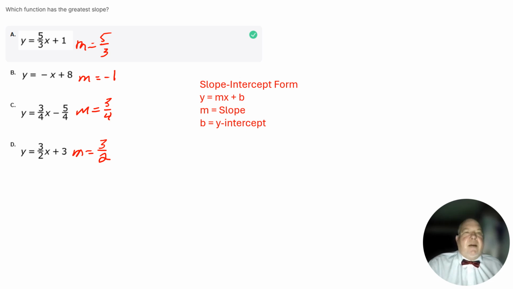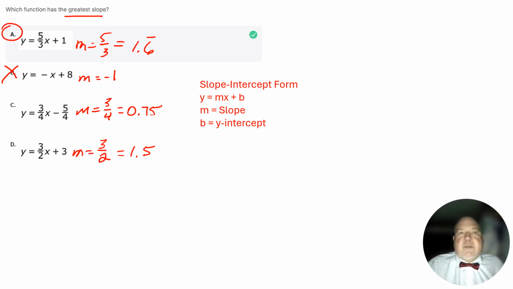So B is obviously out because that's negative and the rest of these are positive. So I would change these into decimals if you're not sure which one's the greatest. If you do 5/3, you'd get 1 2/3, so you get 1.6 repeating as a decimal. 3/4 is, of course, 0.75 or 75 hundredths. And then 3/2, that would be 1 1/2 or 1.5. And again, we're looking for the greatest slope. So that would be A.